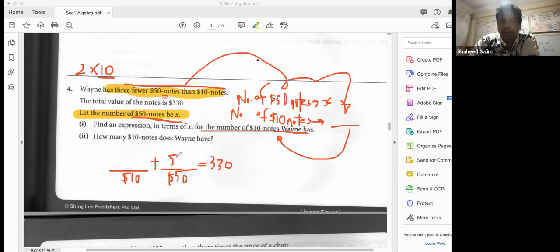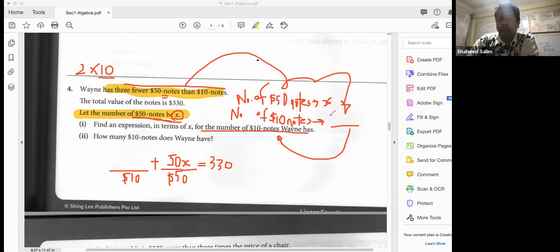Okay, well done. So 50 times X gives you the value of the $50 notes. Why? Because X is the number of $50 notes. Let's say you got two $50 notes. 2 times 50, you get 100. Now you got X. X times 50 is 50X. This is the value of the $50 notes.